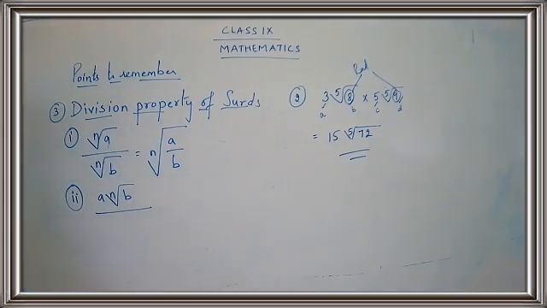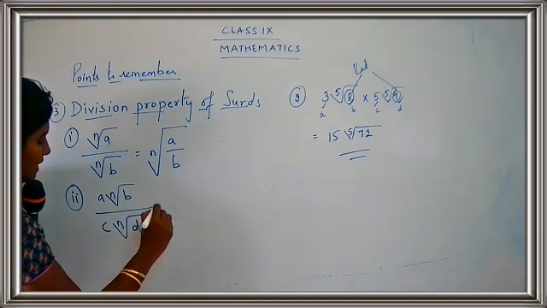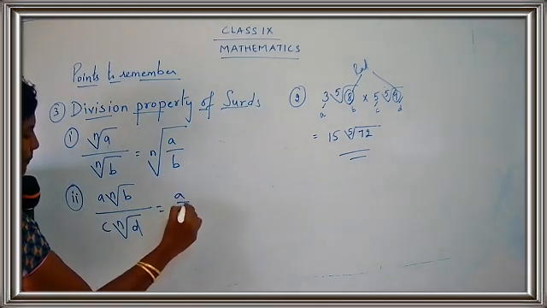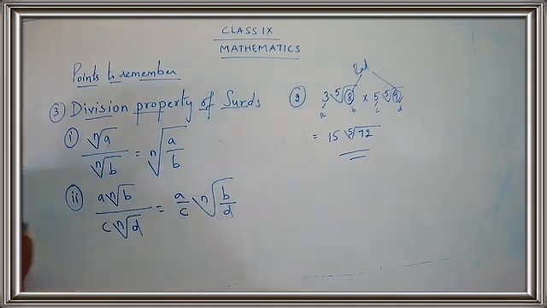A into nth root of B, C into nth root of D is equal to A upon C, nth root of B upon D. A upon C, nth root of B upon D. Write on the root. What's that? Nth root A upon nth root B.